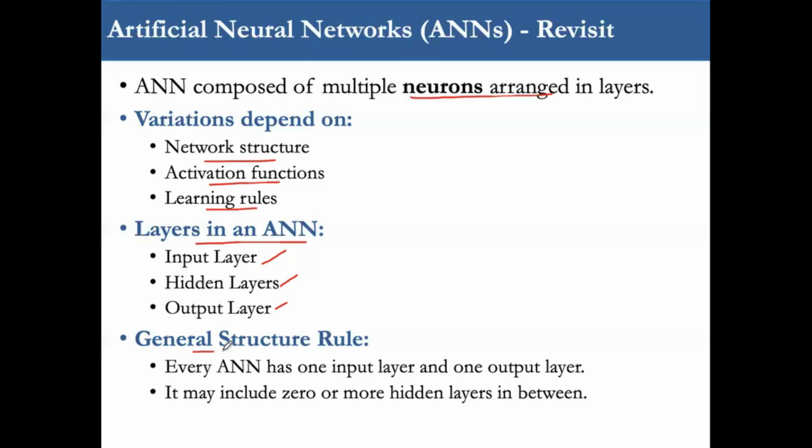Then we'll see the general structure rule. Every ANN will have one input layer and one output layer. It may have zero or more hidden layers in between the input layer and the output layer.